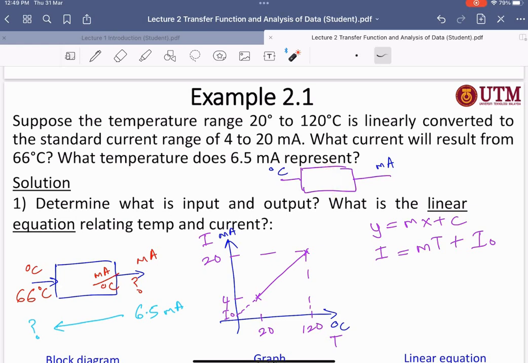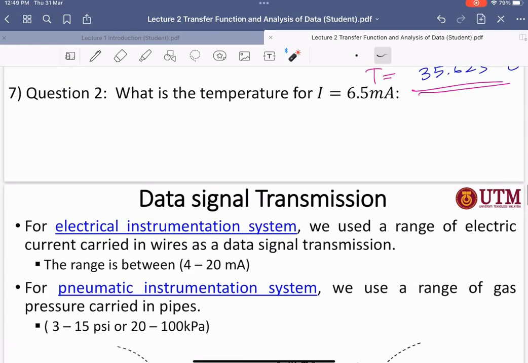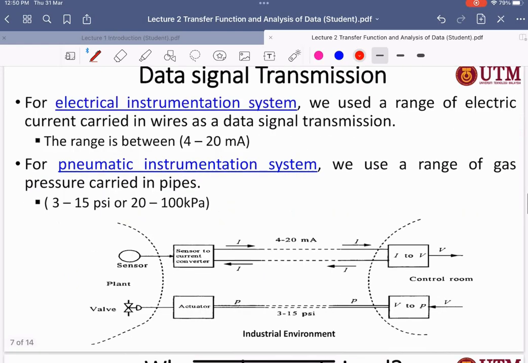Good. So the next one is about data signal transmission. When you work in the industry, you will see that industry likes to use sensors with a current output. For example, 4 to 20 milliamp is the standard current. They don't like to use sensor output in terms of resistance or voltage. I will let you know why. And for pneumatic, this is the standard one.